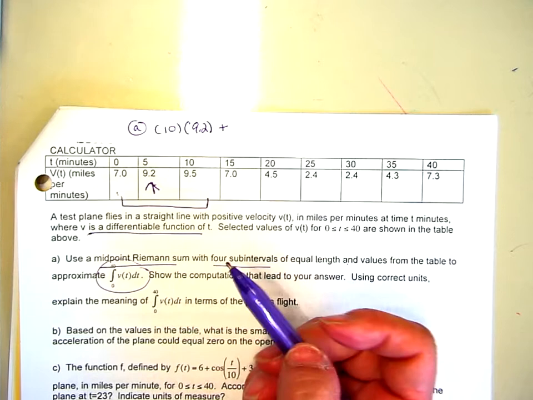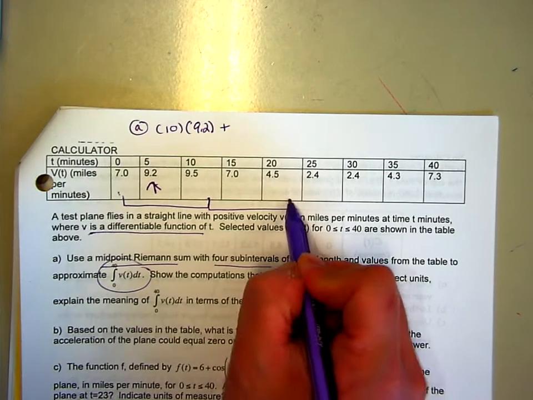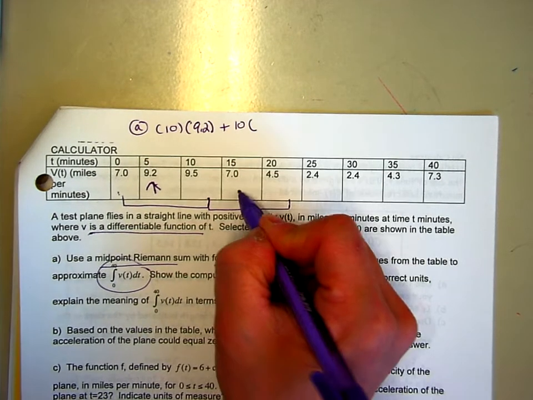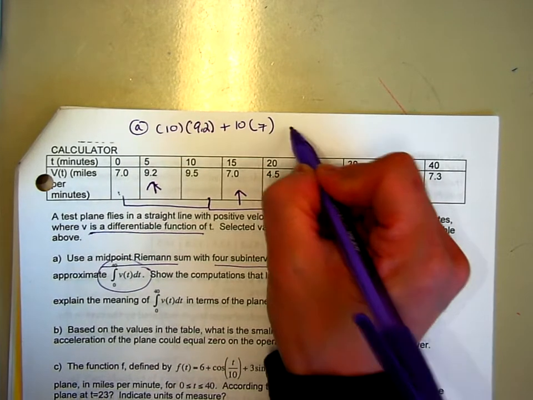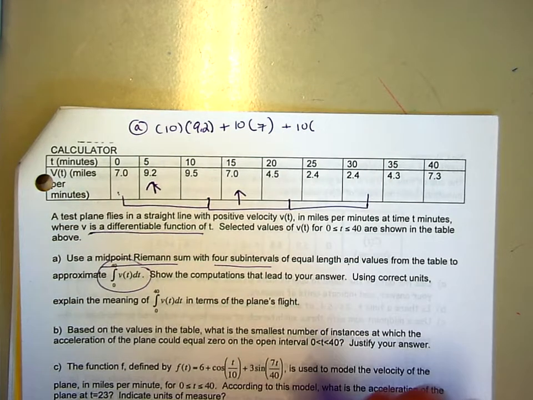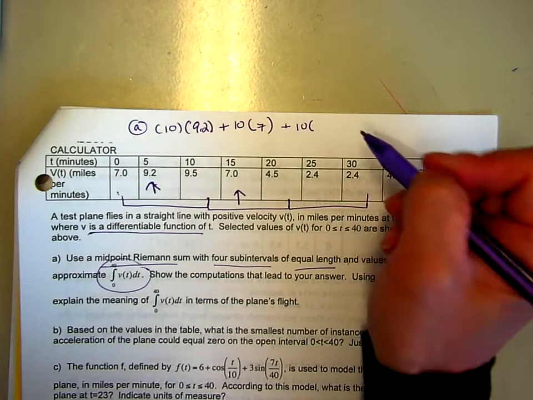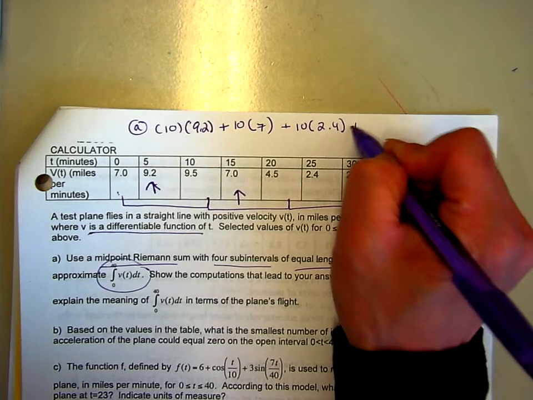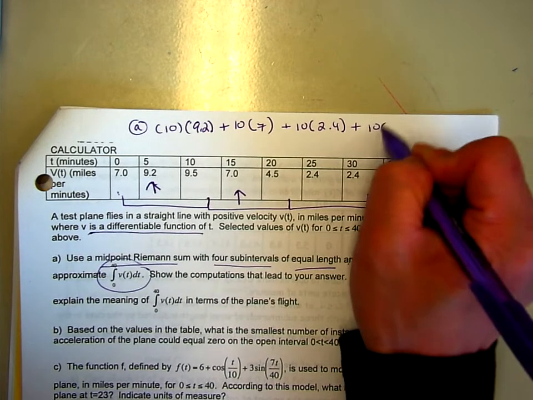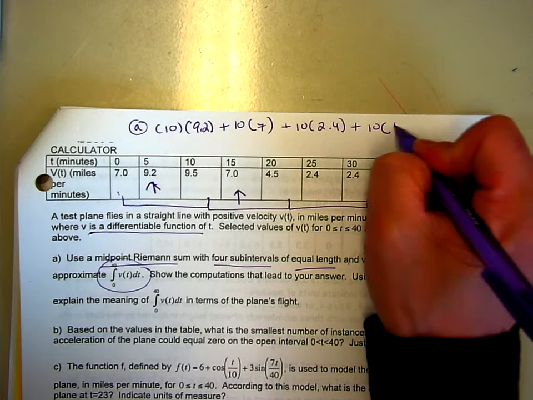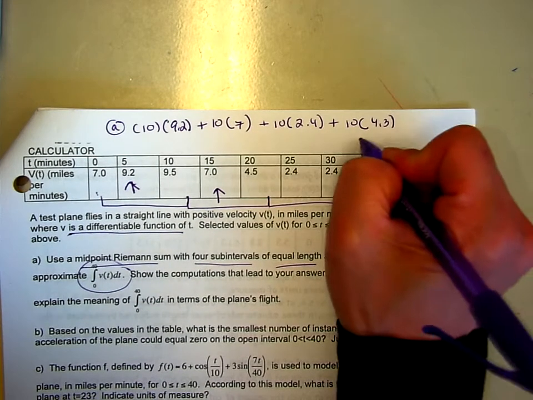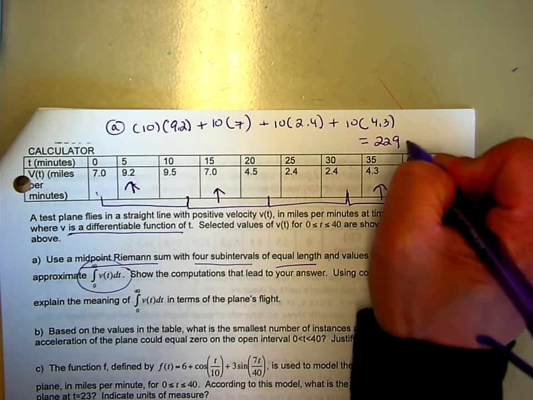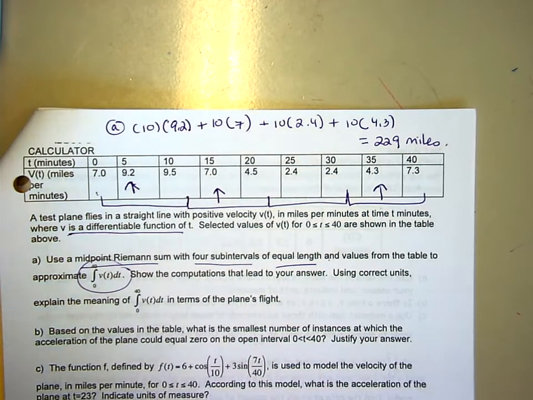Plus, the next rectangle is going to go from here to here. Again, width is 10. The midpoint there is 7. The next width is also 10, and they told you it's equal length. 2.4. The last rectangle, again 10. The midpoint there is 4.3. If you punch this all out on your calculator, you should get 229, and this would be miles.